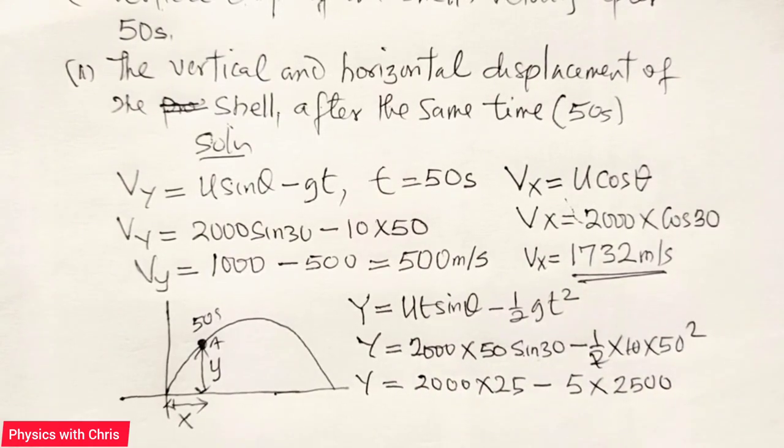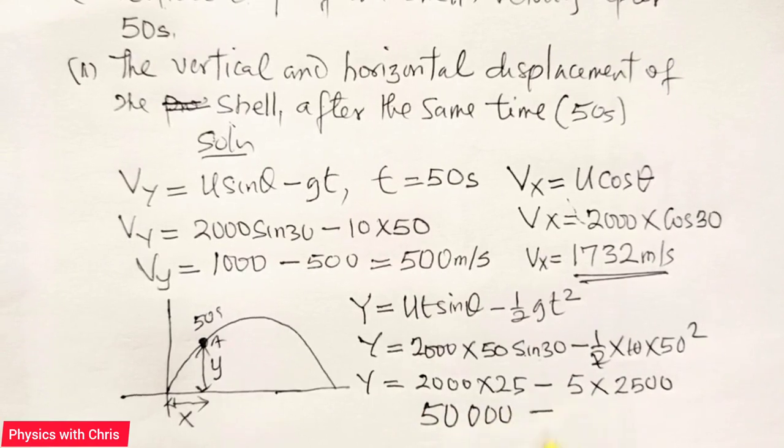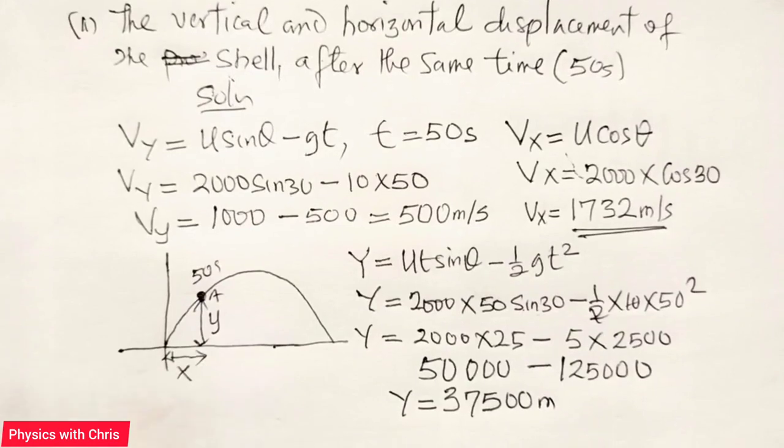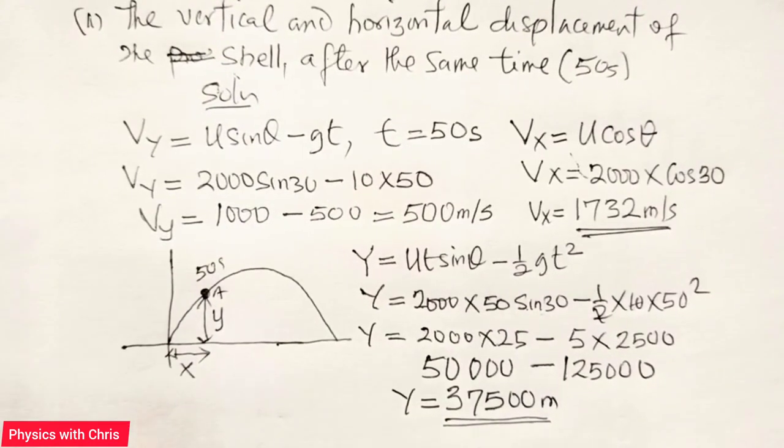So when I multiply 2000 by 25, it gives me 50,000. 50,000 minus, then I multiply 2,500 by 5, that gives me 125,000. When I subtract 125,000 from 50,000, that gives me 375,000 meters. That's the vertical displacement of the shell after 50 seconds. And in kilometers, we can express this as 37.5 kilometers, by dividing by 1,000.